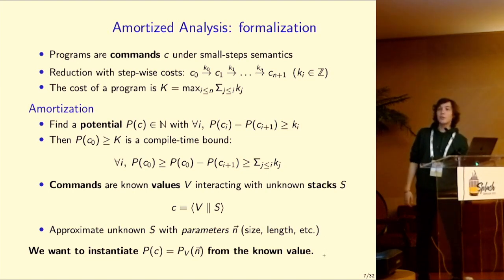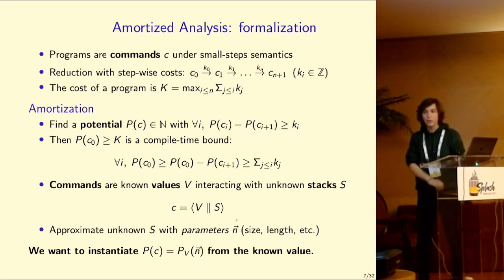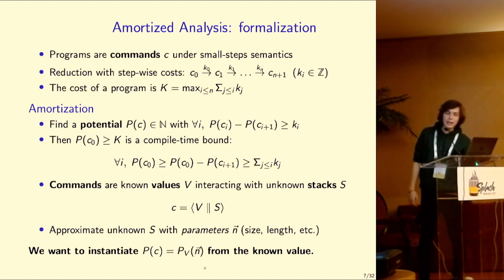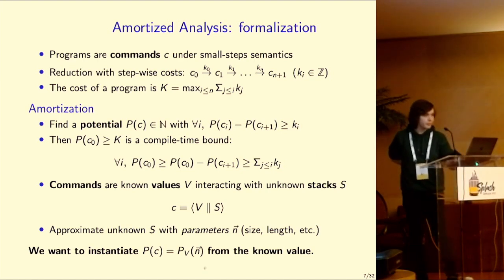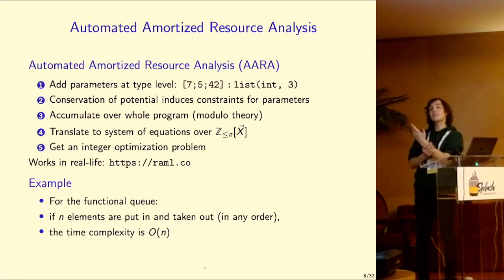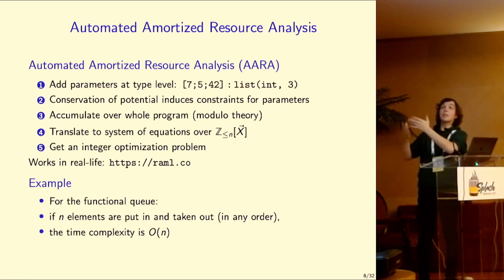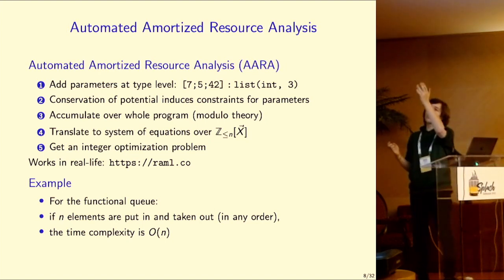What we're going to do is approximate this unknown parameter stack with some variables representing size and length of arguments, and at the end we want to instantiate some function p of n as our potential. This can be done automatically using a technique called automated amortized resource analysis.